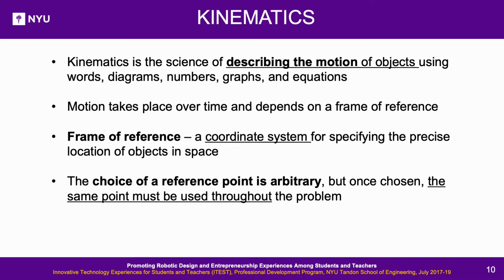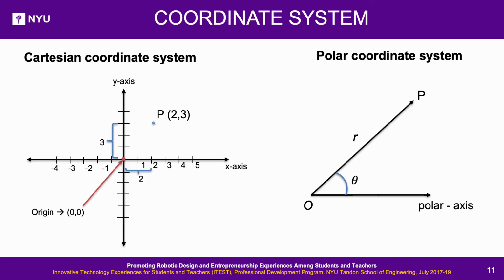A coordinate system is used for this purpose to specify the position of objects in space. Coordinate system. A Cartesian coordinate system is composed of baselines, often referred to as x-axis and y-axis, that intersect at right angles, and the point of intersection, 0, 0, is called origin, O.